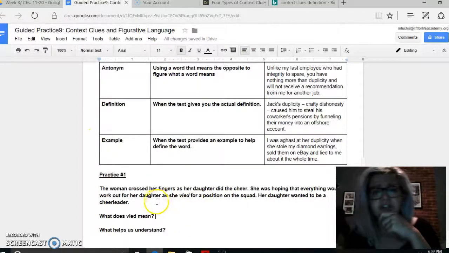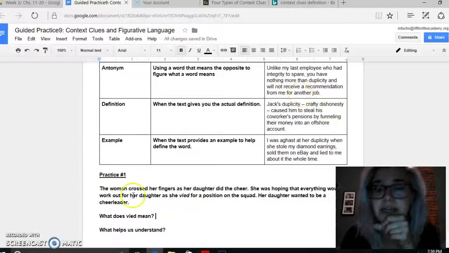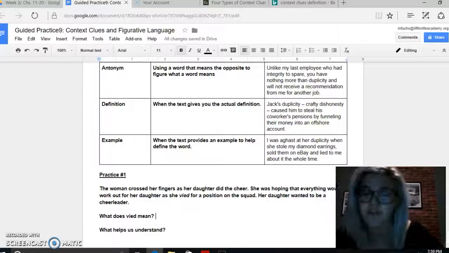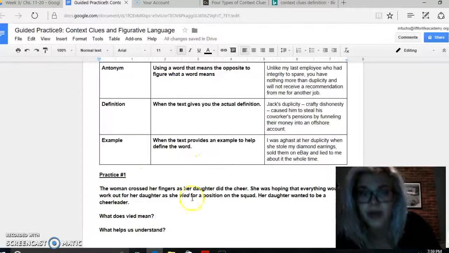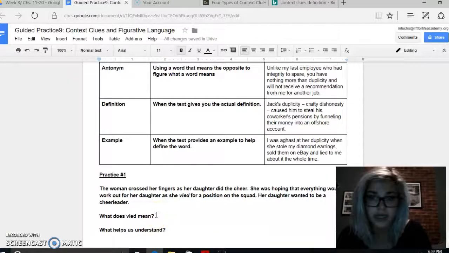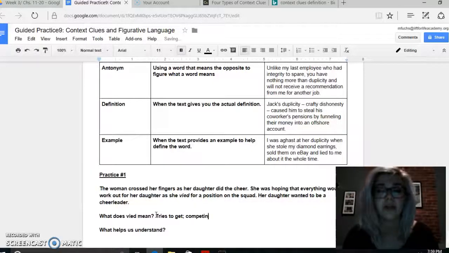Does it give us a definition? "She vied for a position on the squad." No, it does not. So it's giving us the example. So it says she vied for this position. So if she wants to be on the squad, she wants to be a cheerleader, we can figure out by example that vied means like she tries to get, okay? She's trying to get this position on the squad, or she's competing, right?